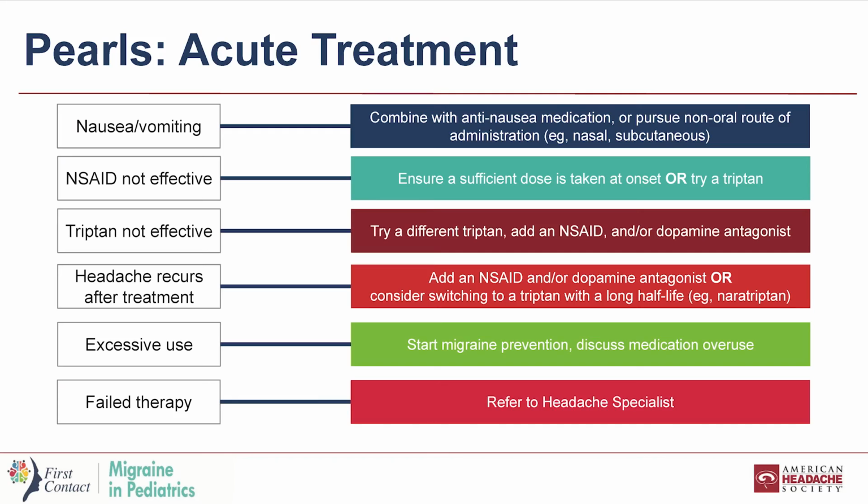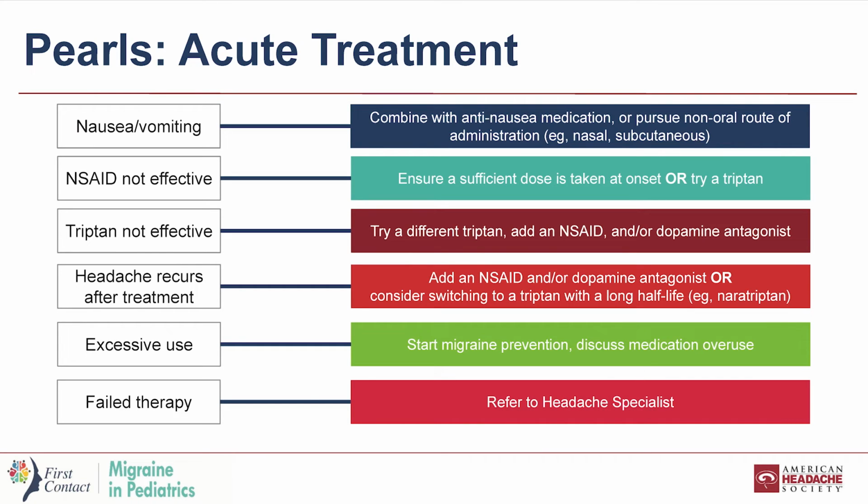A few pearls for acute migraine management. When there's significant nausea and vomiting, you may have to combine your triptans with anti-nausea medication, or it may be best to just pursue non-oral routes of administration completely, like I mentioned earlier, nasal sprays or even injections. When patients tell you that a medication is not effective, it's always important to make sure that they're taking their medication early in their attack, that they're using the proper dose to treat their attack. And then finally, if those things are in place and are being done properly, then it might be time to move to something else in the treatment plan.